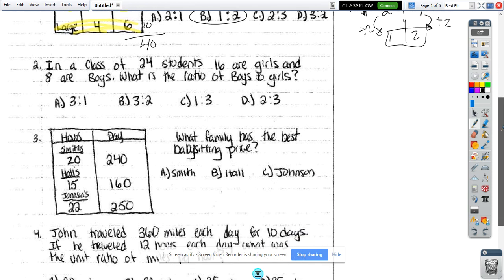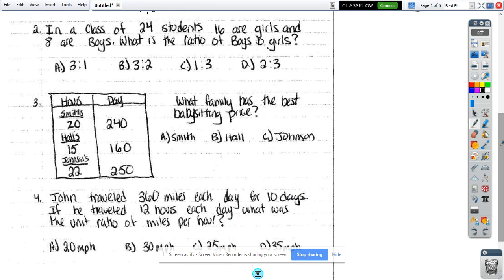Let's go ahead and look at question number 2. It says, in a class of 24 students, 16 are girls and 8 are boys. And then it says, what is the ratio of boys to girls? So this is going to be a little bit of a tricky question because it's asking for the ratio of boys to the ratio of girls. And so I'm going to have girls.